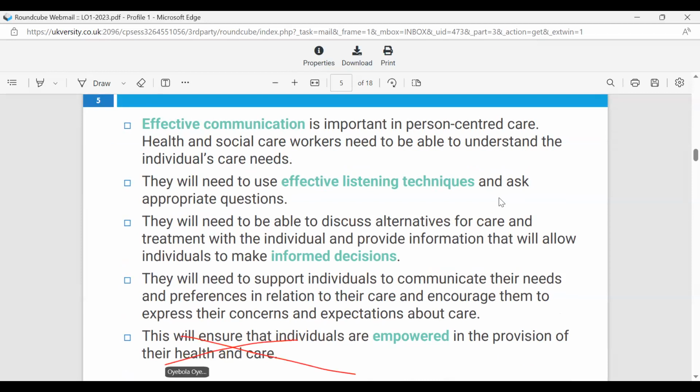Like we said, if there's any sort of information in regards to them going home and they need facilities at home, you need to be able to understand that. They will need to support individuals to communicate their needs and preferences in relation to their care and encourage them to express their concerns and expectations about the care. So if you're going home and you need a special bed or a stair lift, these are things that will be discussed with the individual. This will ensure that individuals are empowered in their provision of health and social care.